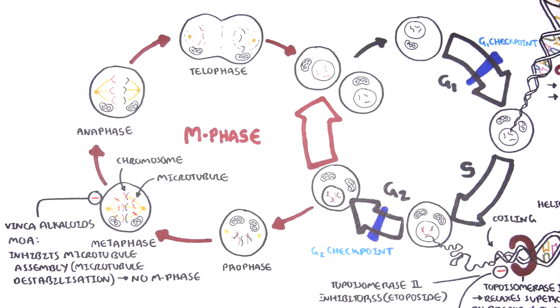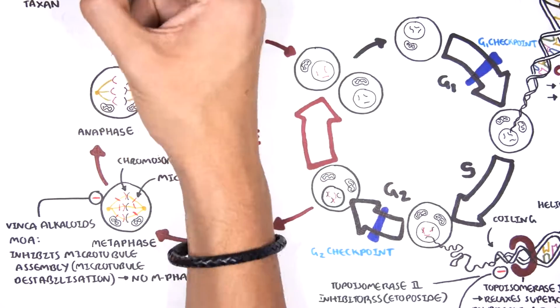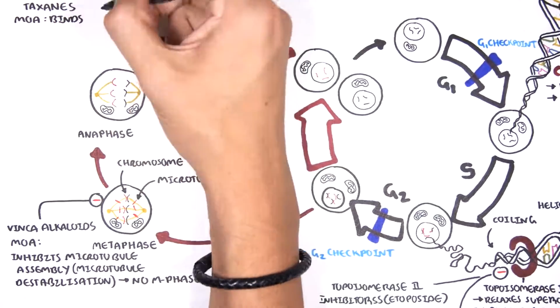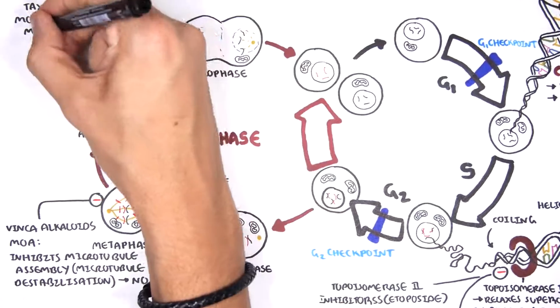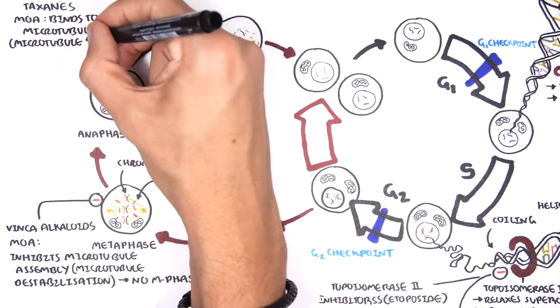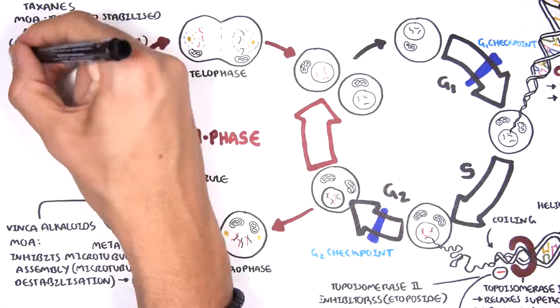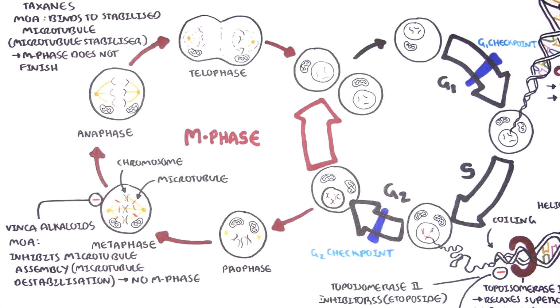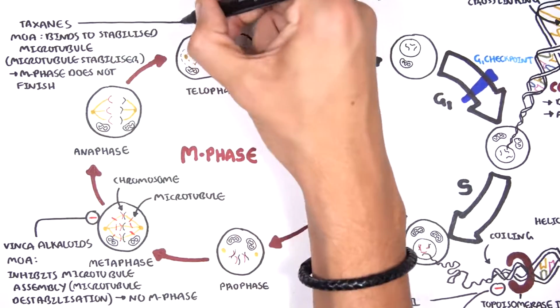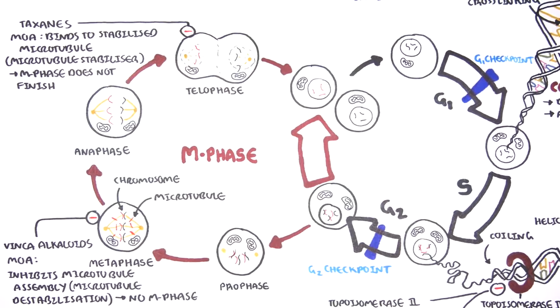The other group of anti-microtubules are the taxanes. These guys bind to and stabilize the microtubules that are already formed in the M phase. And so these guys are called the microtubule stabilizers. They basically inhibit the breakdown of the microtubules once they are formed, and so you don't complete the M phase of the cell cycle, which means you get M phase arrest, you get cell arrest.